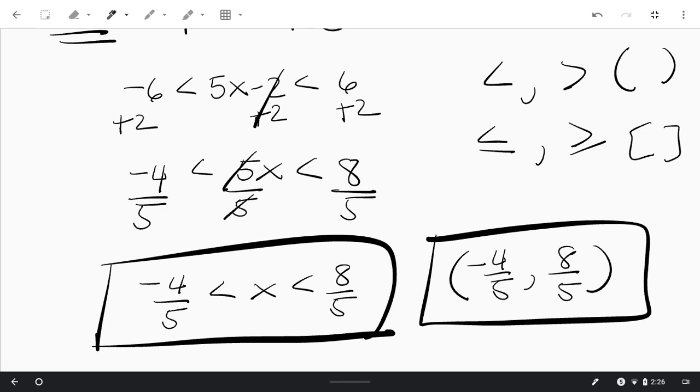Okay. All right. So that is it for 1.8. We are skipping 1.7. So we have one more section for chapter 1, and then we move on.